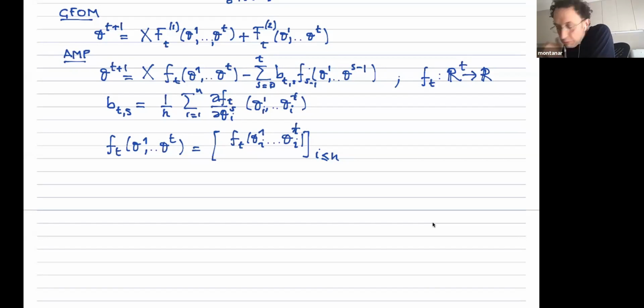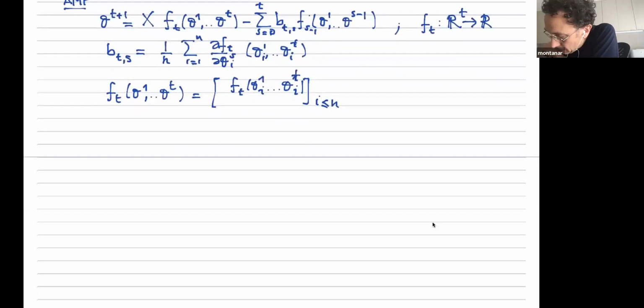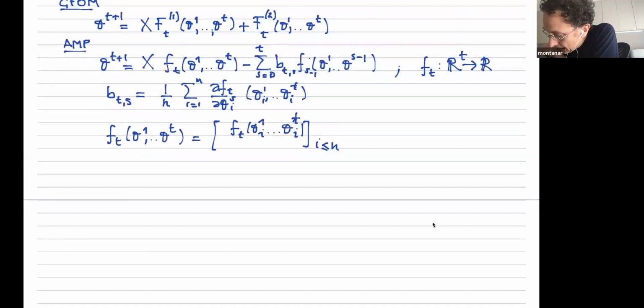I will try to describe later, at the end of the lecture, where this special structure comes from, the special structure of the term that I'm subtracting. But it should be clear at this point that this is a special case of GFOM.